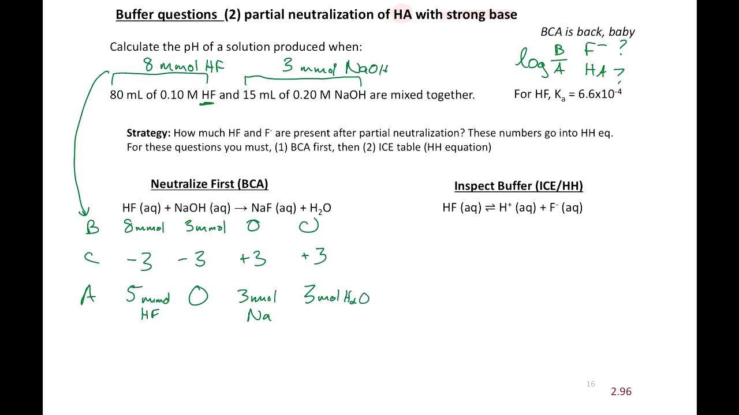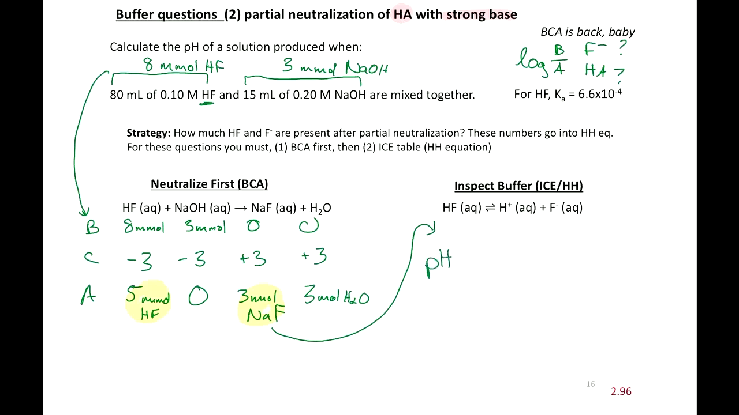All right, so what is our base to acid ratio for our Henderson-Hasselbalch equation? It's not 3/8, it's actually 3/5. So this after line, after this partial neutralization, is the base to acid ratio that we put into the Henderson-Hasselbalch equation. Remember, the Henderson-Hasselbalch equation is an ICE table with the approximations already done for you. So after this partial neutralization, you have HF and F minus in solution at the same time. That's a buffer. So we can stick these numbers into that Henderson-Hasselbalch equation.